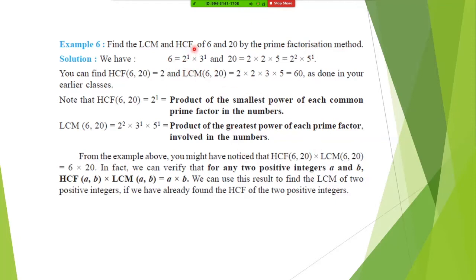6 can be written as 2 to the power of 1 into 3 to the power of 1, 20 as 2 square into 5 to the power of 1. HCF is 2 and LCM is 60. Fine. Now again, a small note which is given in your textbook itself. HCF is nothing but the product of the smallest power of each common prime factor in the numbers, whereas LCM is the product of the greatest power of each prime factor involved in the numbers.